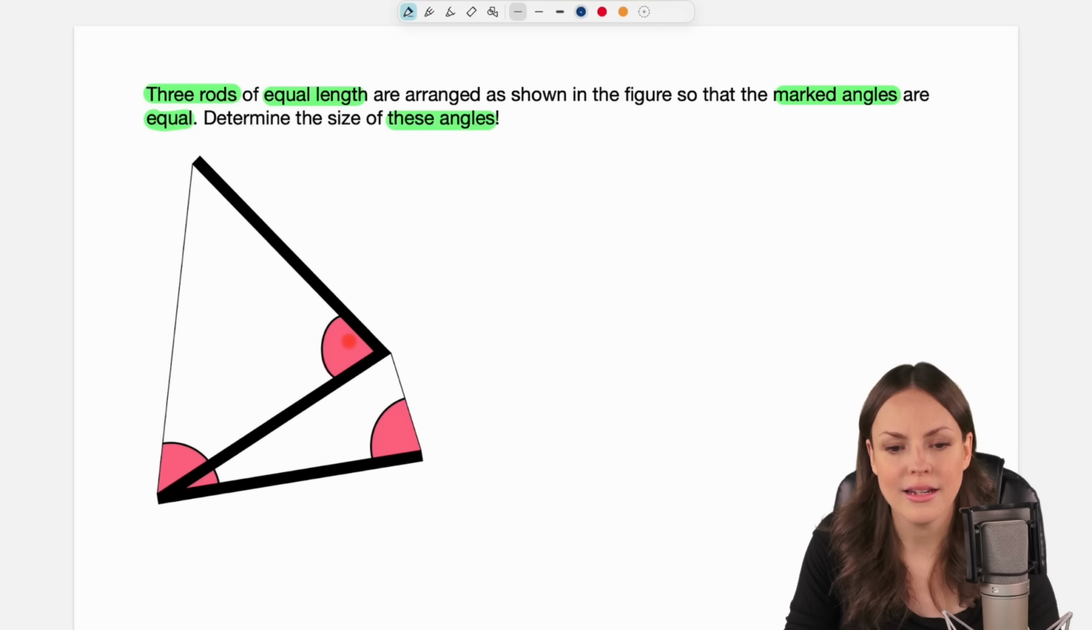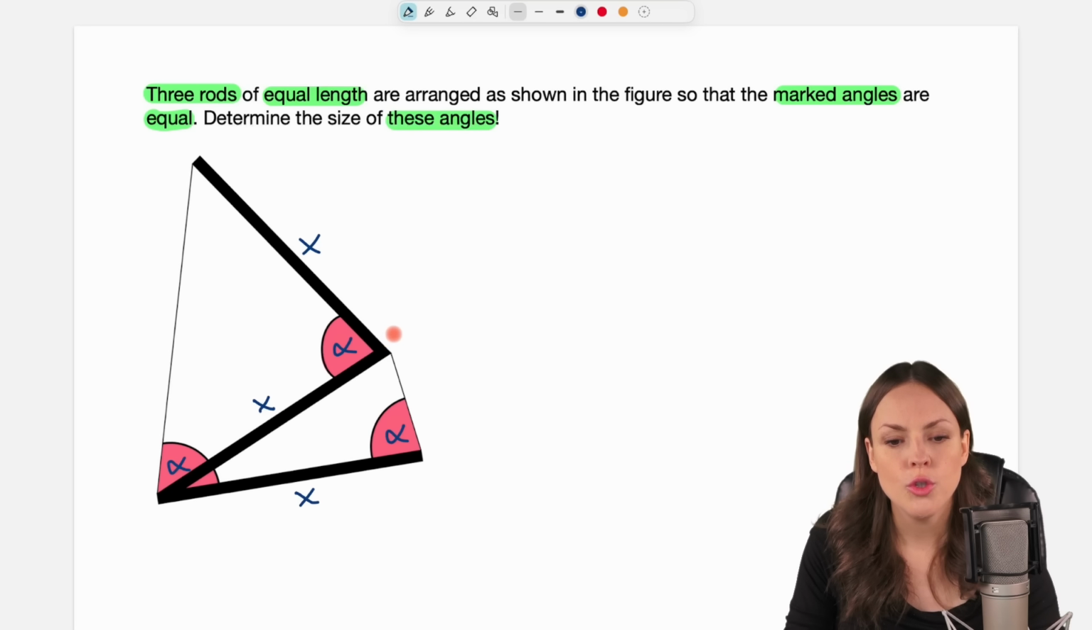If I call this angle alpha, then I know that I have alpha here as well and here as well, because they are all equal. And I also know that my rods are of equal length, so if I call the length of this side here x, then I also have x here and x here as well. Okay, how can we find our angle alpha now?